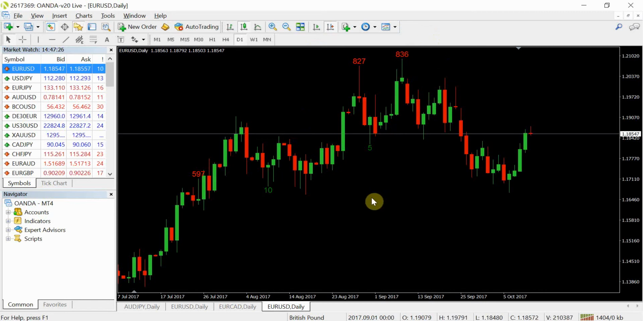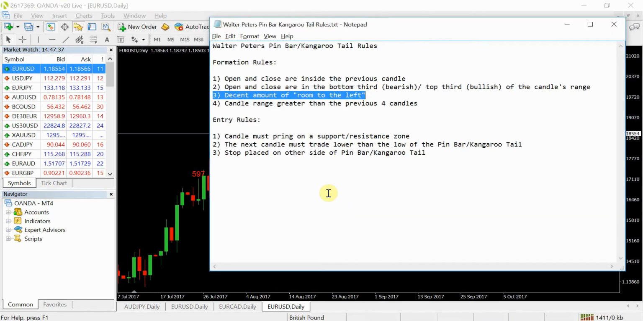Yeah. So that's what the room to the left is, and that is configurable. So you can say that only show pin bars that have a minimum of 10 bars, 5 bars, or 0 if you just want to see everything, room to the left. So hopefully when we go through a few examples it'll be a bit clearer.